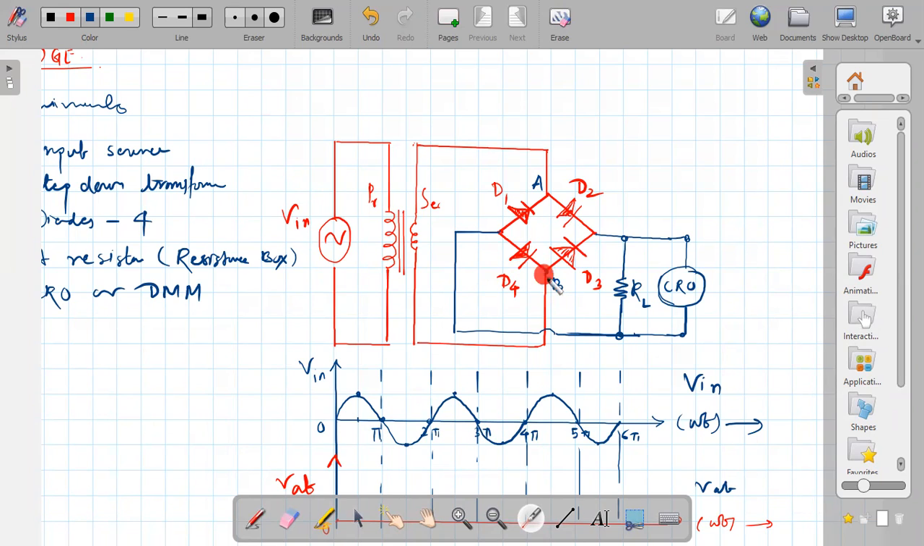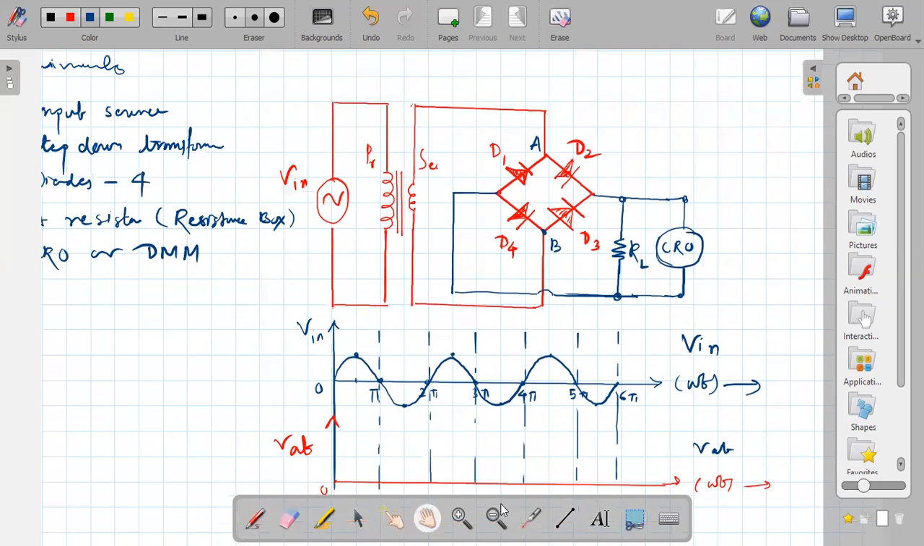Because when negative at point B, this negative is connected to the cathode of D4. The cathode of D4 is connected to negative, but at the same time the anode of D3 is connected to the negative, so D4 is in forward bias and D3 is in reverse. Therefore, when the positive cycle is at point A, D2 will be in forward bias, and at the same time D4 is also in forward bias, so current fully flows through D2 and D4. Current will flow like this.